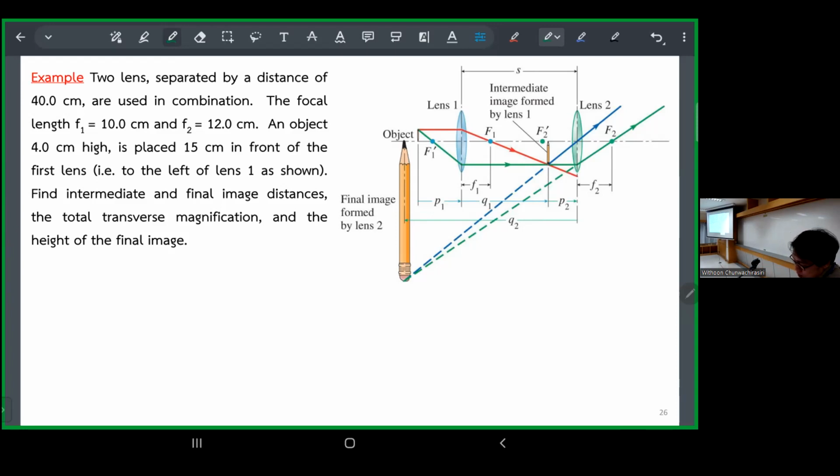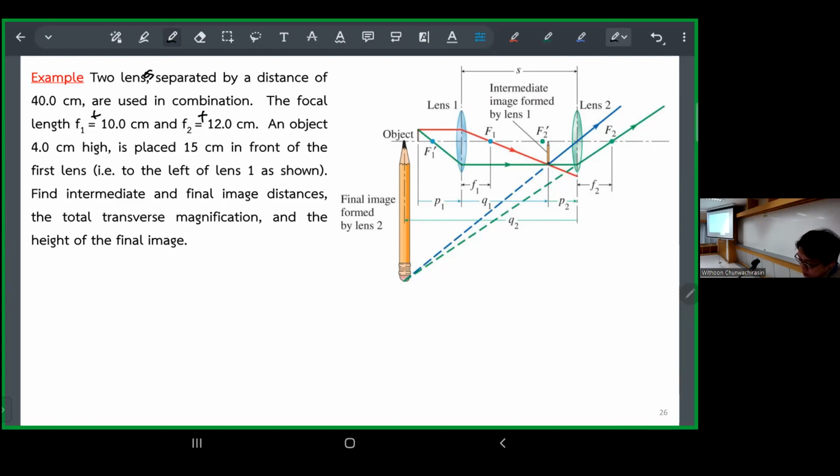All right, guys, try this one and see how it goes. You have 2 lenses now. Okay, here we go. You have 2 lenses separated by a distance of 40 centimeter, and I use them in combination, of course. The focal length of the first one is 10 and the second one is 12. Because they are both converging lenses, you can put a positive sign on both if you want. Just put a note on it. Just remind yourself that this is positive.